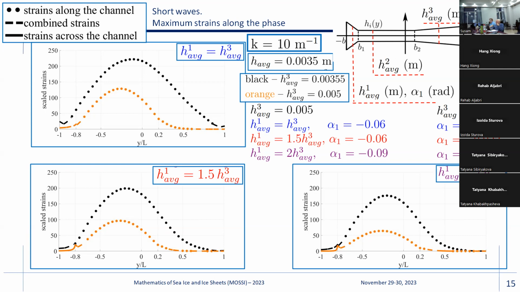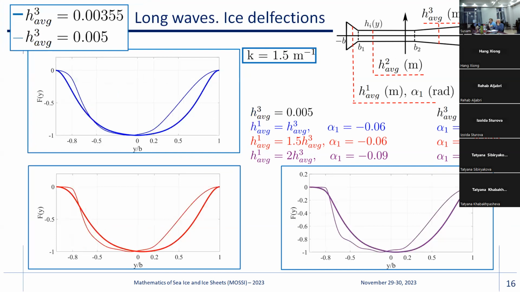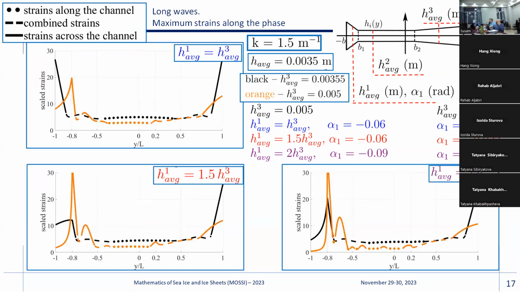For long waves, results are more complicated. Here you can see profiles of these waves. We can see that for a big linear change of ice thickness, there will be small rare oscillations of wave profiles along the profile. And here you can see maximum strains along the phase.